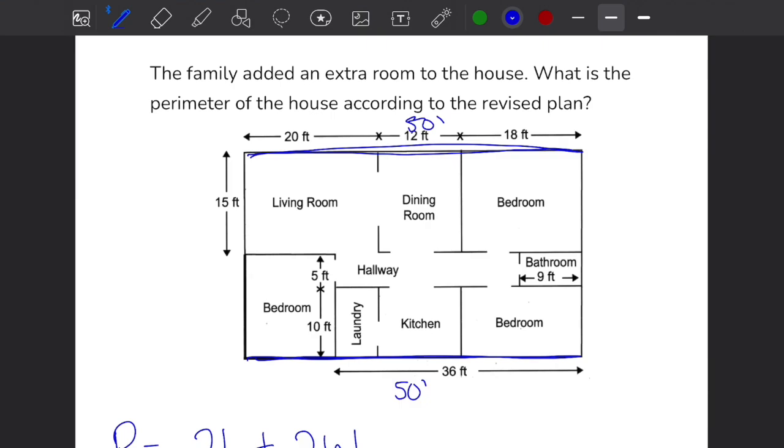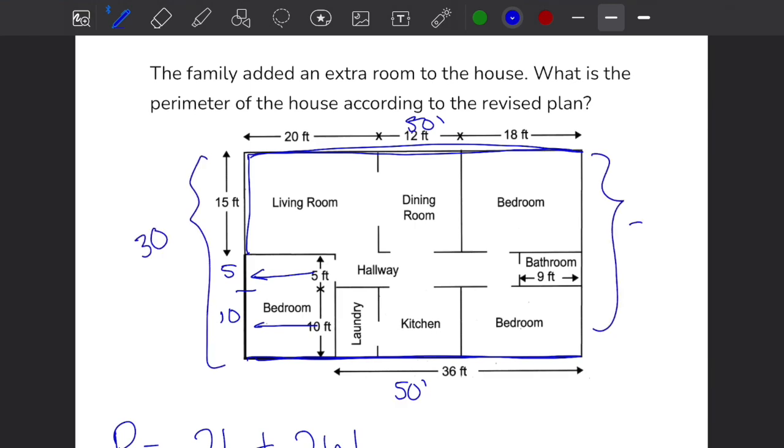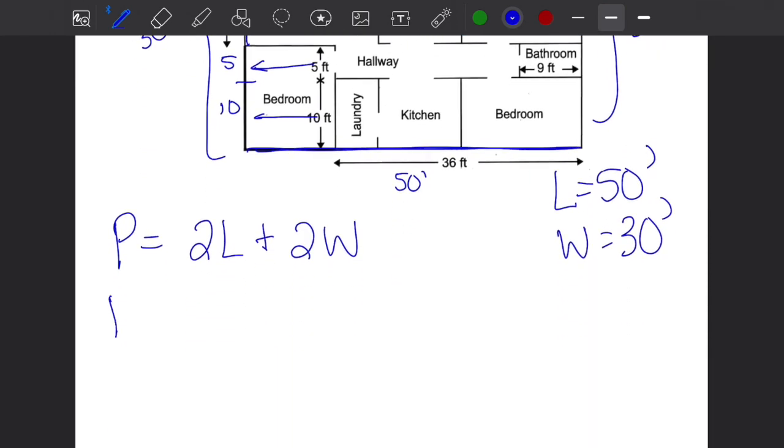We've determined as well that this is 15, and this 5 here can slide out, so this is 5, and this 10 can slide out, so this is 10. So together, this is 30, and this is 30 as well because it's a rectangle. So now let's use our formula. Our length is 50, our width is 30, okay? So perimeter equals 2 times 50 plus 2 times 30.